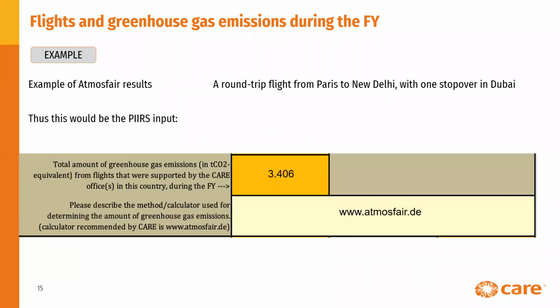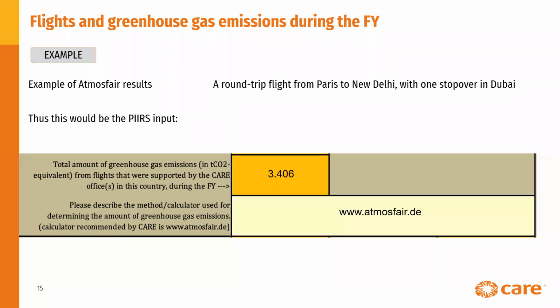Once having calculated, you input this into PIIRS, and we now have 3.406 tons of CO2 equivalent due to this flight, as well as input of which calculator was used, so www.atmosphere.de. But attention, remember, this is just an example. This is specifically just an example for one single flight.